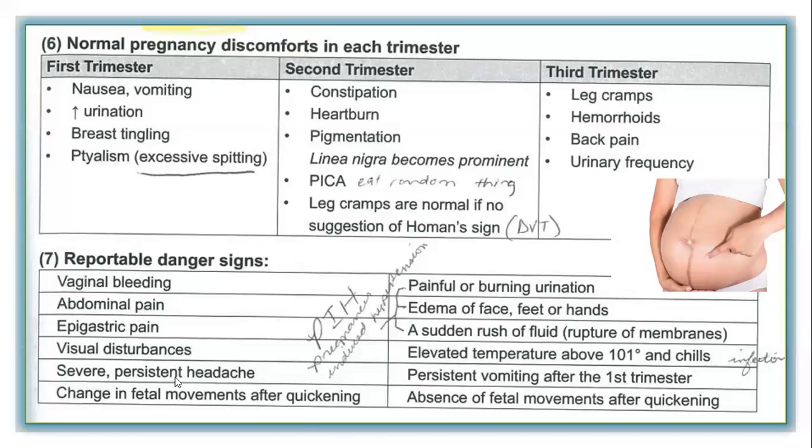Severe persistent headache, change in the fetal movement after quickening, which means the first movement of the baby. Painful or burning urination indicates UTI. Edema on the face, feet, and hands. Sudden rush of fluid or elevated temperature above 101 indicates infection. Persistent vomiting after the first trimester. Also, absence of fetal movement after quickening. It is important to talk to the doctor immediately.